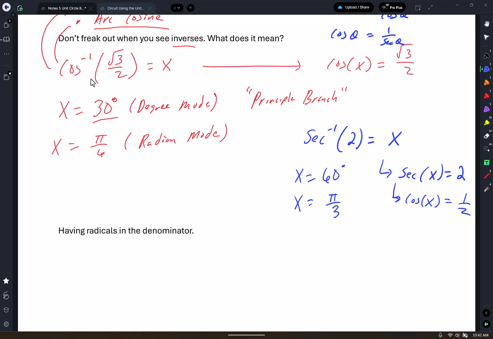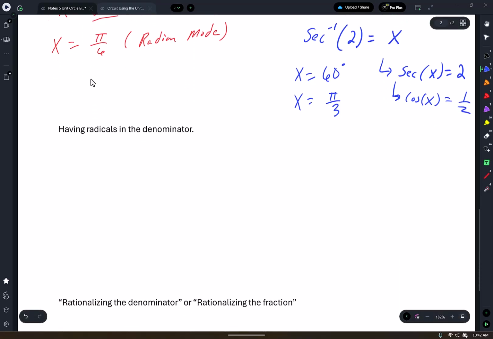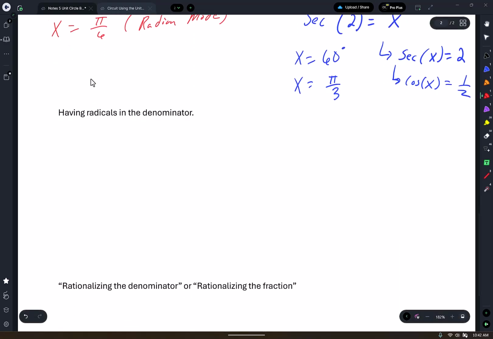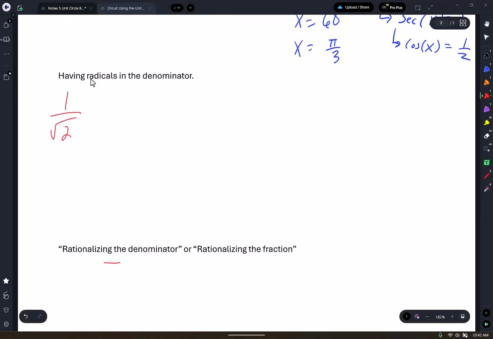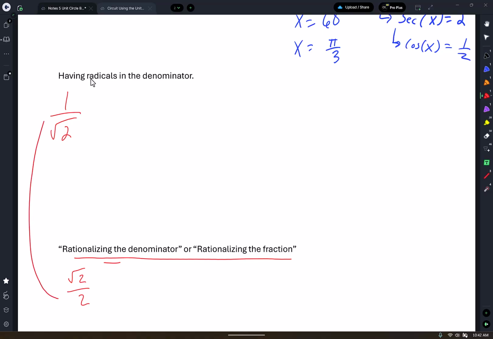All right. Having radicals in the denominator. Okay, guys, so here we go. I'm just going to make one up. I'm just going to go 1 over square root of 2. This is actually a perfectly acceptable answer. It says rationalize the denominator, rationalize the fraction. So this is the same thing as saying square root of 2 over 2. How? Well, if I were to multiply this by square root of 2 over square root of 2, make sure you multiply by 1. You get 1 times square root of 2, that's square root of 2. And square root of 2 times square root of 2, that's 2, which is this answer here.